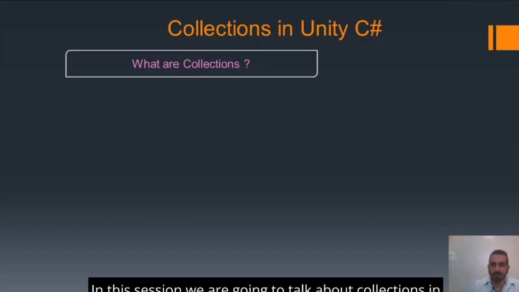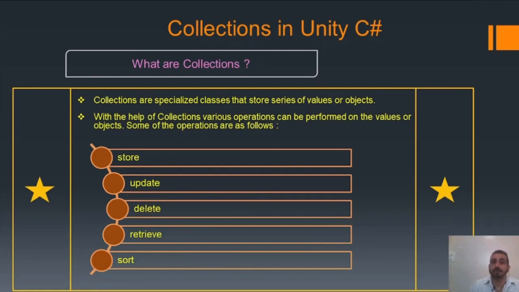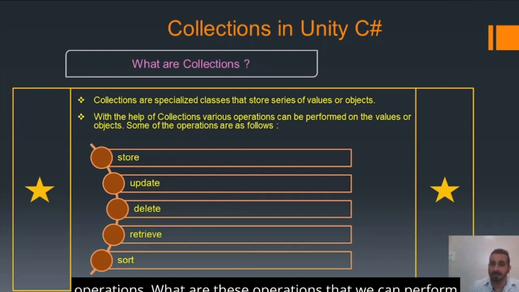We are going to talk about collections in Unity C#. What are collections? Collections are specialized classes that store series of values or objects or elements. With the help of collections, we can perform various operations. What are these operations that we can perform with the help of collections classes?